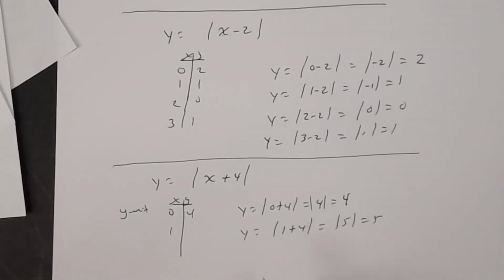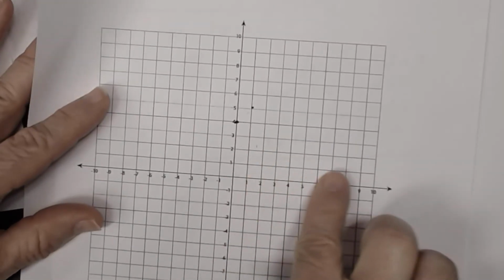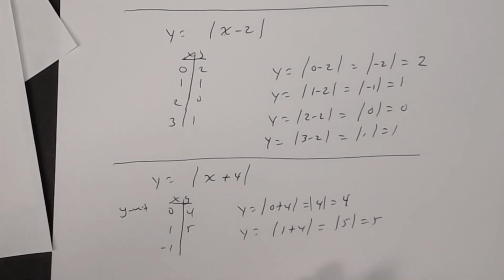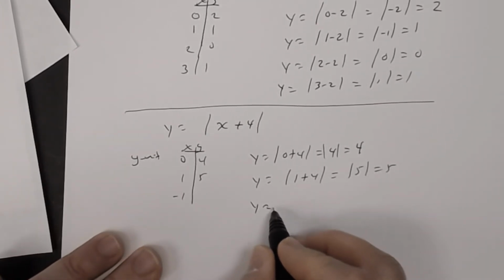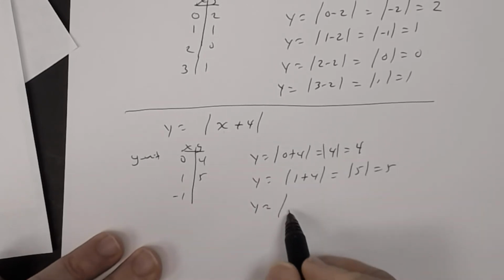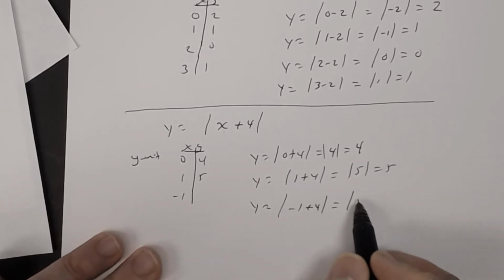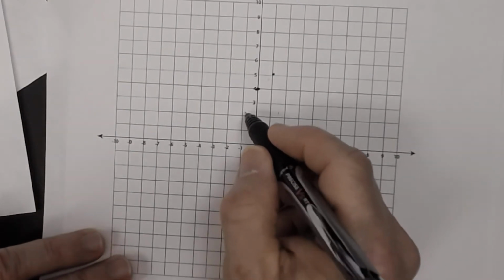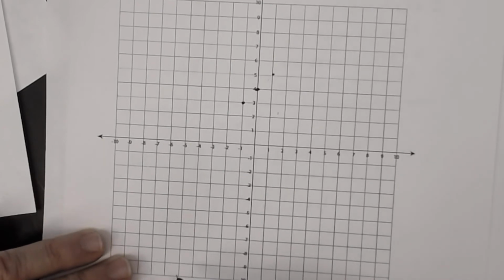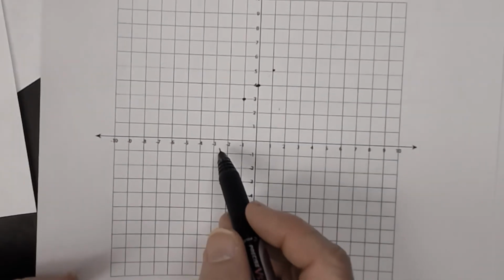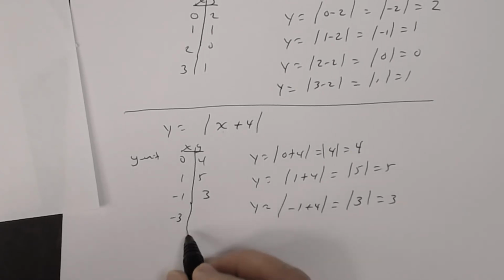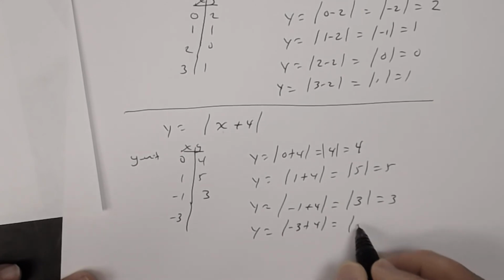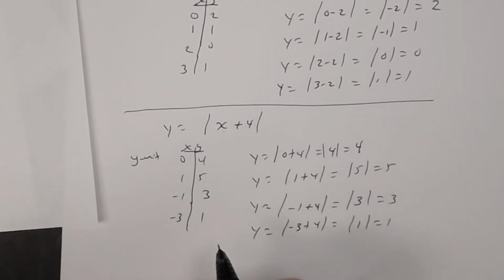All right. So then what I'm going to do, instead of going to 2 or 3 or 4, I'm going to go this way now. So let's say negative 1. If x is negative 1, I get y equals the absolute value of negative 1 plus 4, which is the absolute value of 3, which is 3. So I plot the point negative 1, 3. So negative 1, 3 is here, right? I agree? All right. Let's say negative 3. Y equals the absolute value of negative 3 plus 4, which is the absolute value of 1, which is 1. So negative 3, 1 is here.